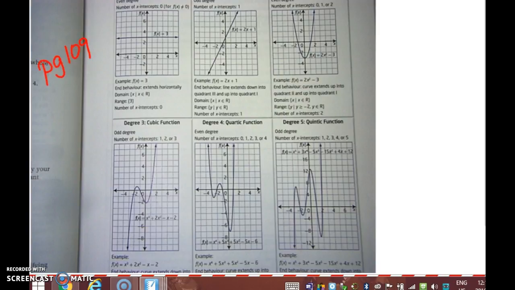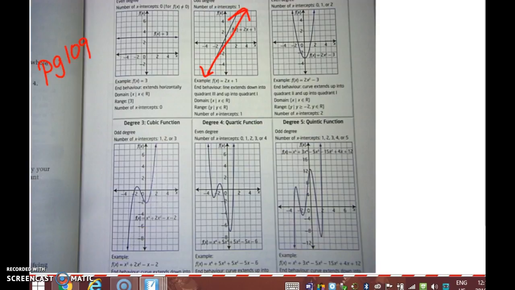Okay, this is on page 109 in your textbook. It's very helpful. It lays out all the different types of polynomial functions and what they look like. This one being a constant means it doesn't have a degree, so it doesn't have an x with it. This one is linear. We're familiar with those because it creates a slope, so it has a degree of 1. This is quadratic. It always has the highest degree of 2. Cubic, highest degree of 3. And then quartic, highest degree is 4. And then quintic, the highest degree of 5.